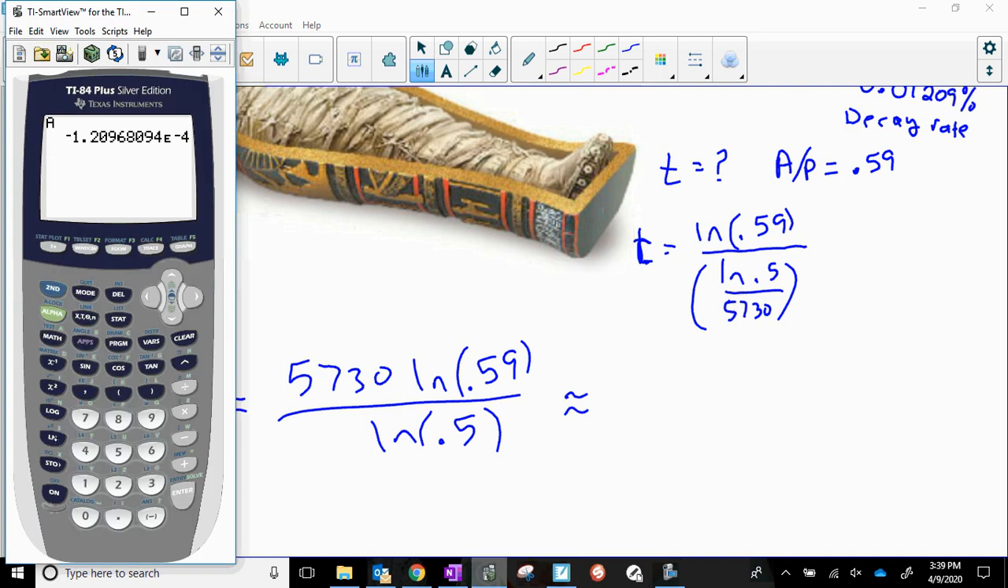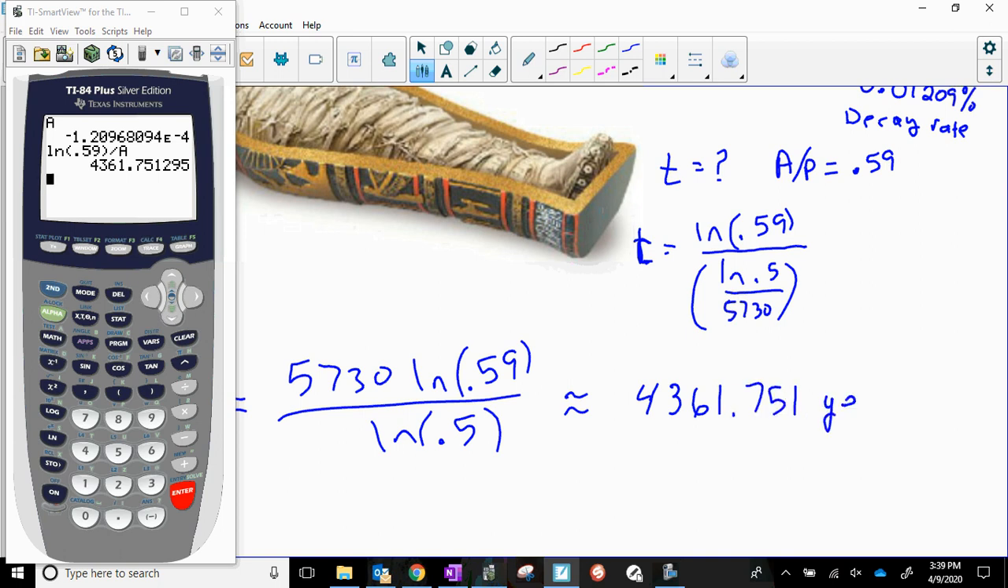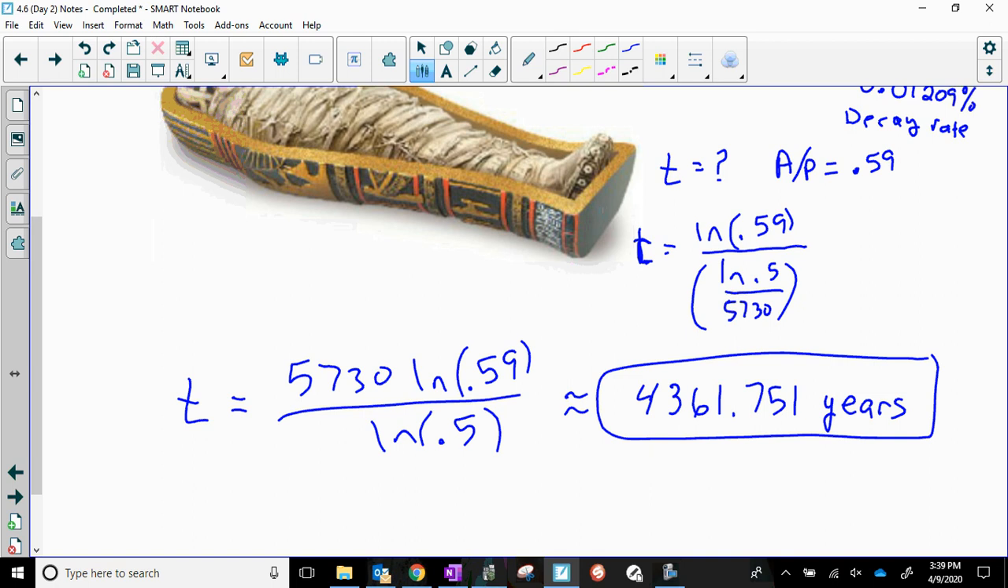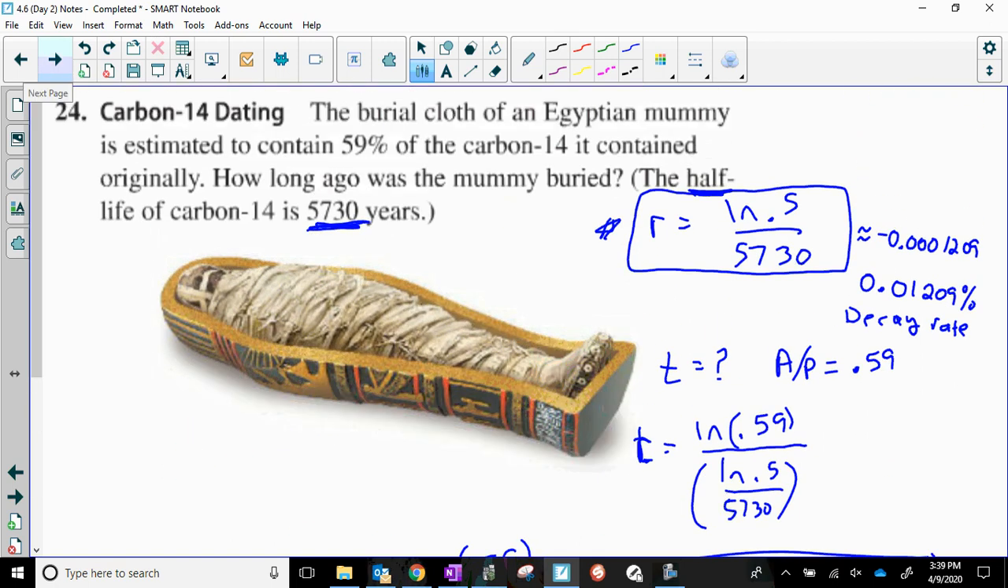In my calculator, I'm just going to do natural log of the ratio I want divided by the rate, which I stored in as A. So we said it was going to be less time than the 5,730 years, and we're coming up with 4,361.751 years. And that's all there is to this problem. This would be very much like something you might have to do on a quiz or test, and I know for sure there are problems like this in your homework.